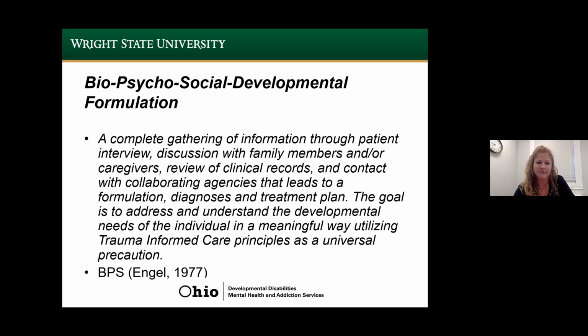Next slide, please. So this is the formulation. Back in 1977, a bit of history, Dr. Engel described the biopsychosocial formulation. And this is something that we learned in training and to use with each patient that we interface with, to look at that individual with all the information possible in those three categories: biological, psychological, and social. And I realized that when working with individuals who have co-occurring issues or intellectual disability and mental health conditions, it's important to add that developmental piece. So this is a complete gathering of information.